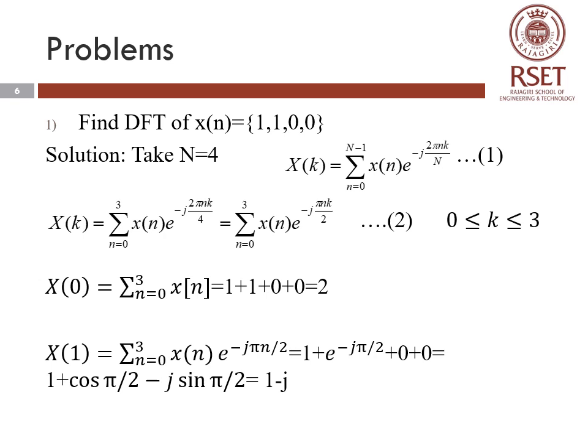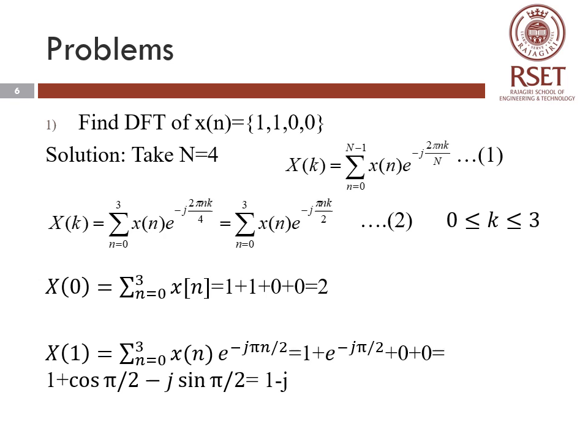So let's find out the first one, capital X of 0. You have to substitute k equal to 0 in the second equation. What happens? E raised to 0 is equal to 1. So X of 0 is equal to sigma n from 0 to 3 x of n, which is equal to 1 plus 1 plus 0 plus 0, which is equal to 2.